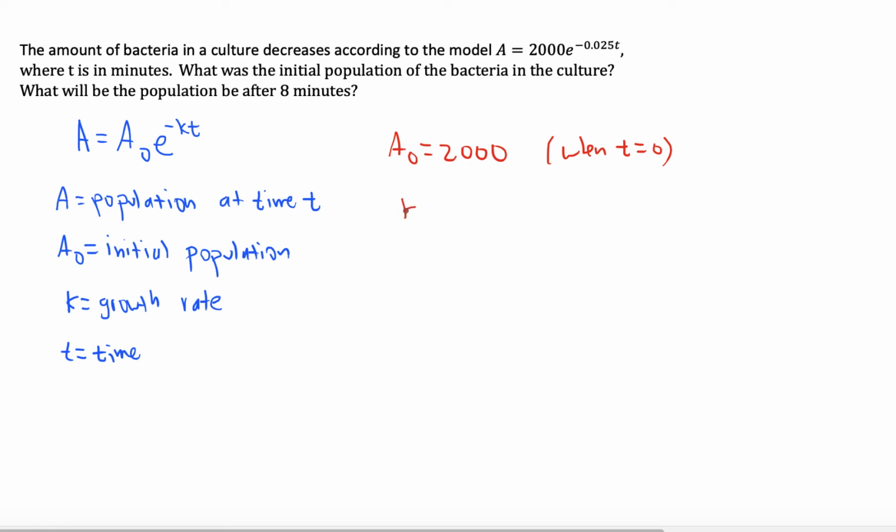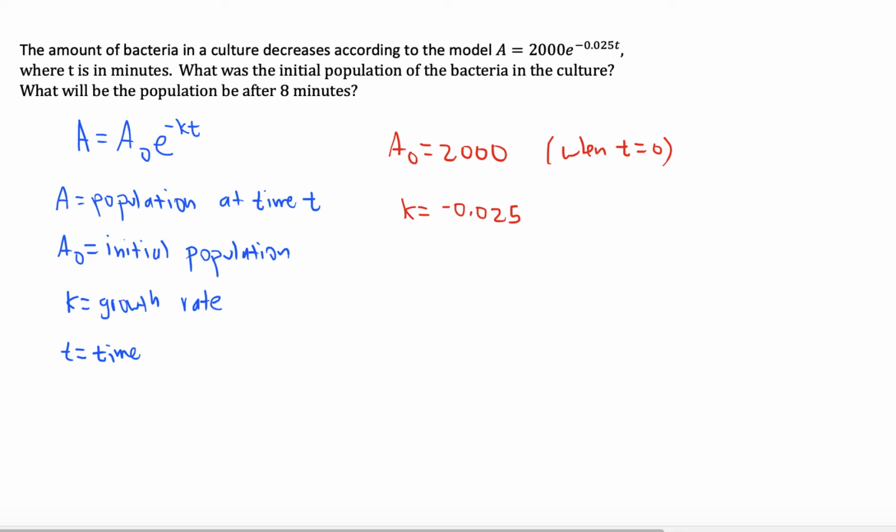We can also determine that k is negative 0.025. This is essentially 2.5%. So that is essentially the rate of decay here. It's going to be 2.5% per unit of time. So then the initial population we've determined is 2,000. What's the population after 8 minutes?